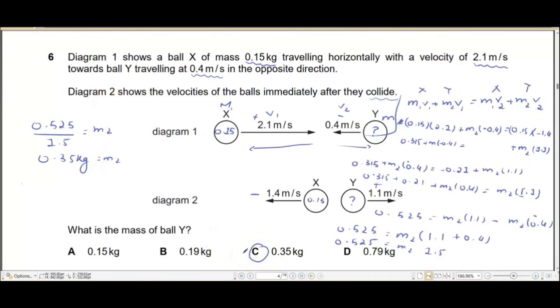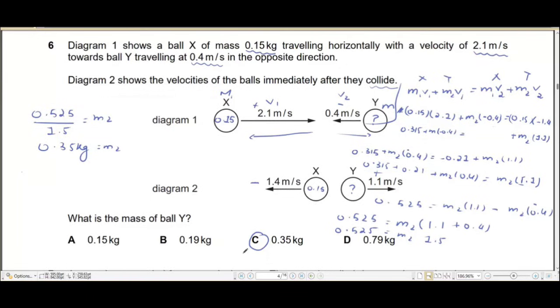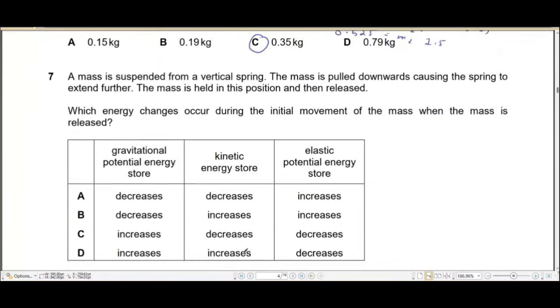I hope you understood the explanation of this question. I think the calculations are a bit much for just a 1 mark question, but they are not difficult. So if you understand the concept of momentum, you will inshallah be able to do it.